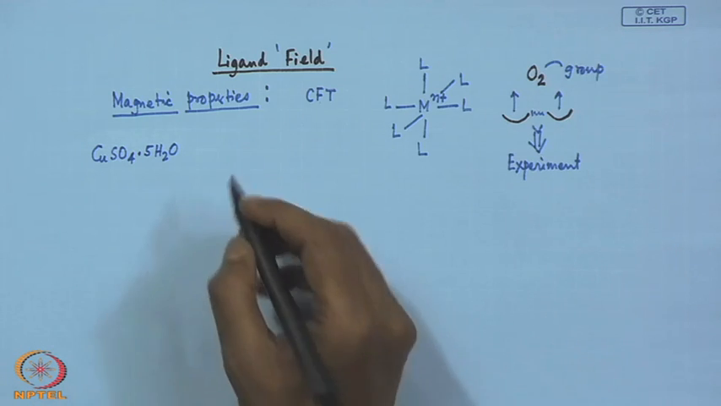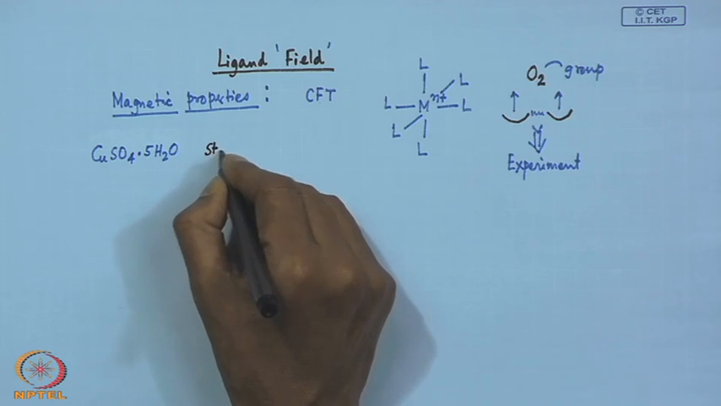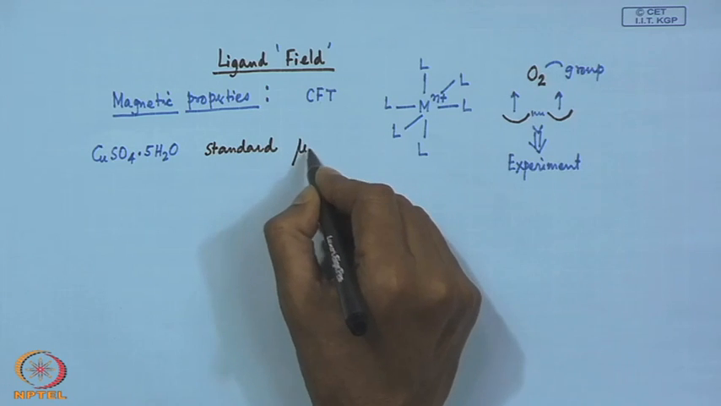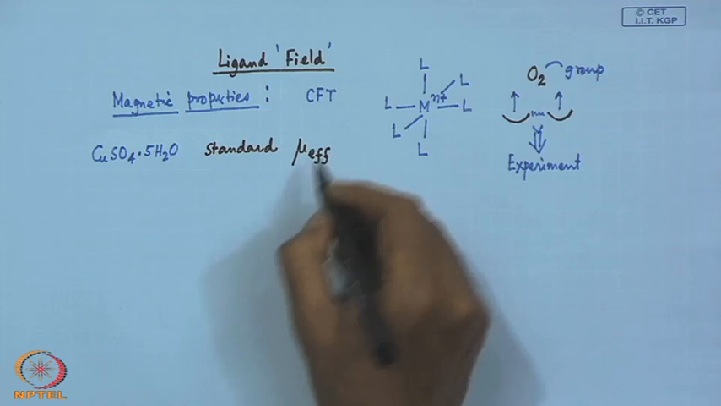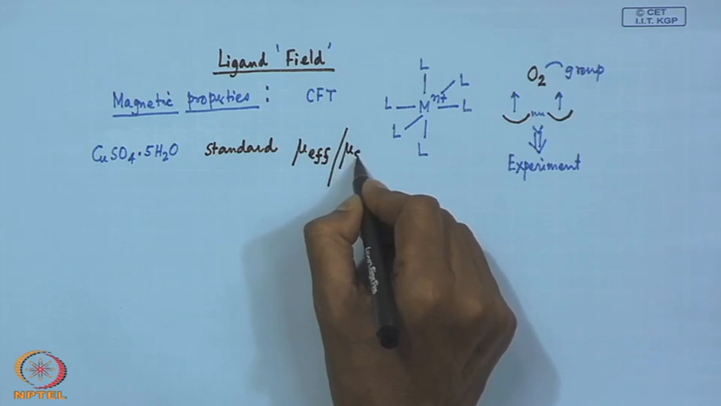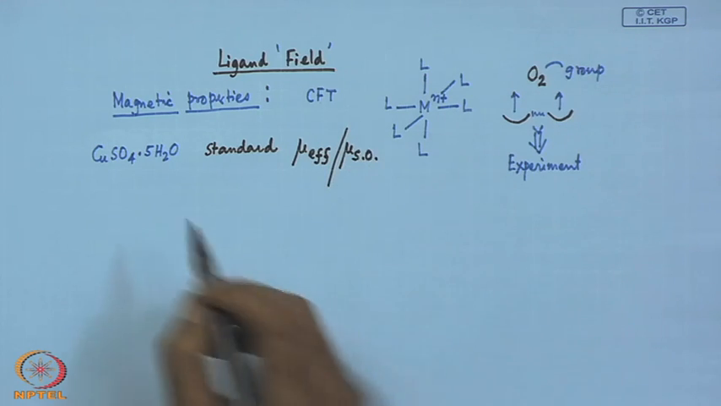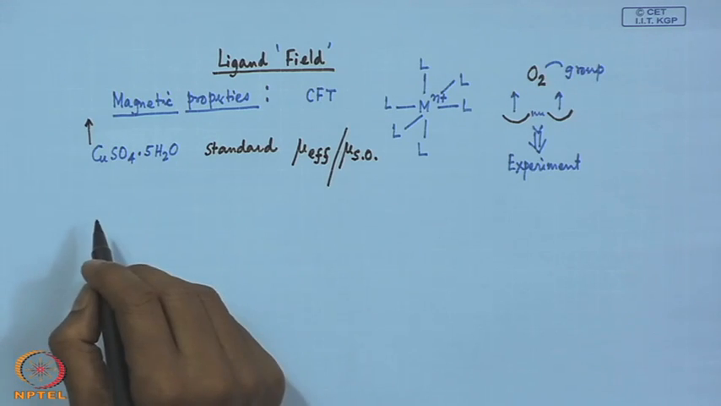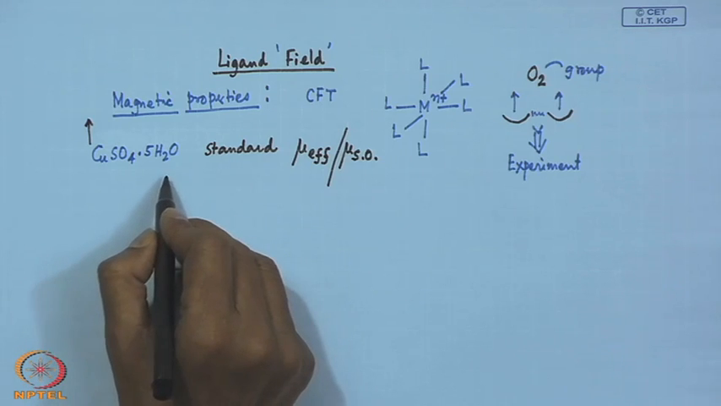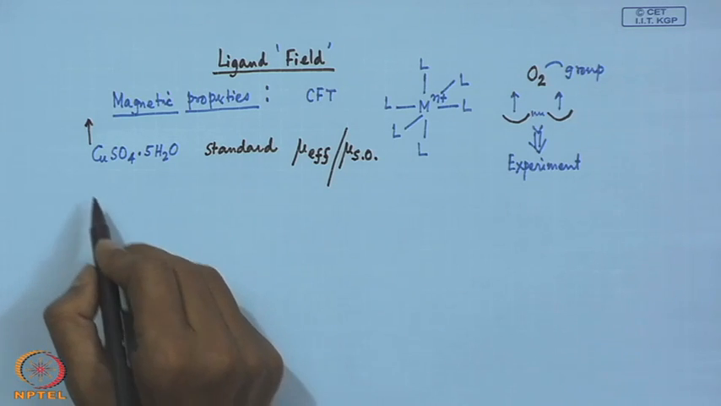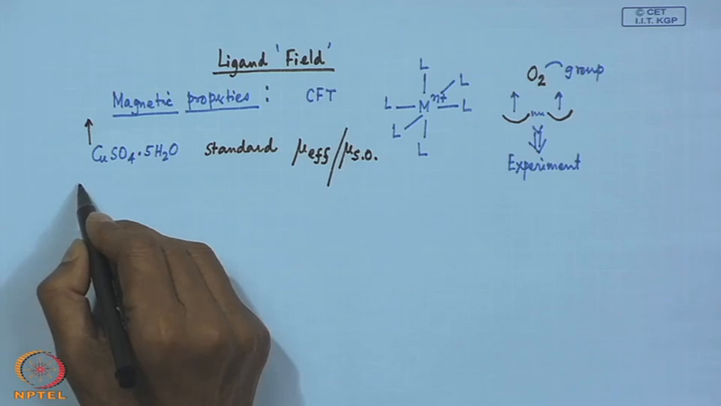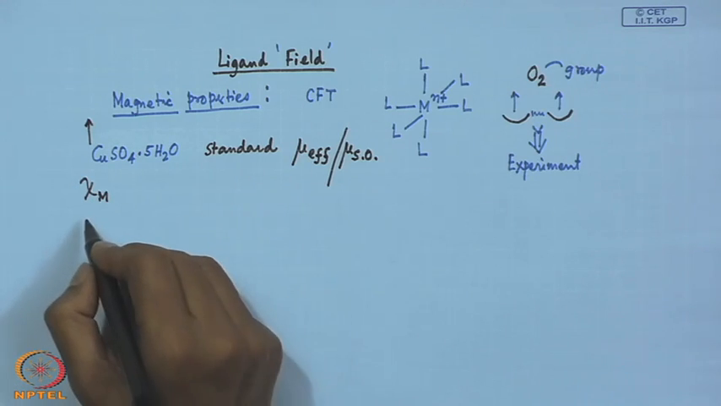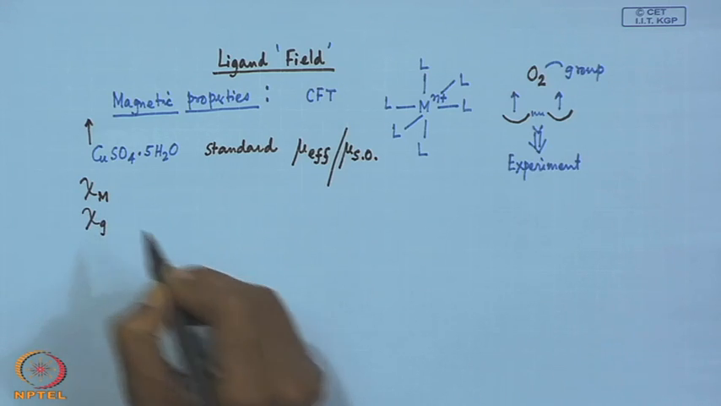These are very good standards for measuring the mu effective value or mu spin only value, because in this particular case we know that it has one unpaired electron, and theoretically we can get the corresponding mu effective or mu spin only value for this copper sulphate sample, but also we can have some value for the corresponding molar susceptibility or gram susceptibility values.